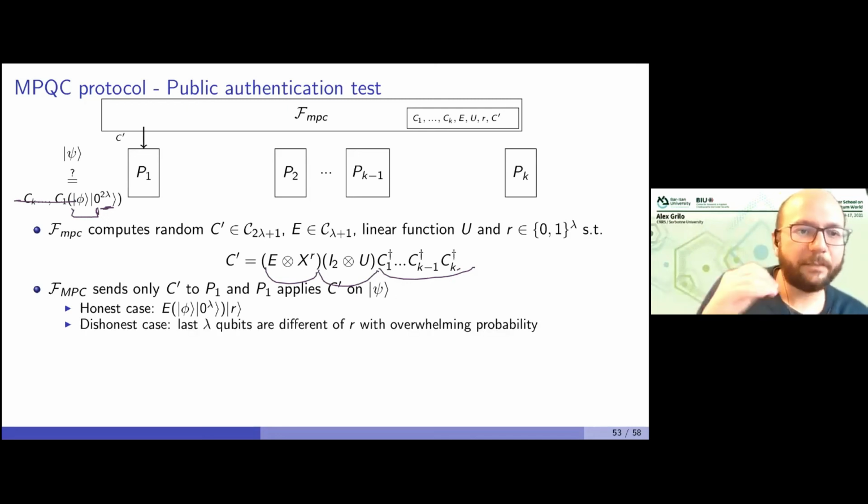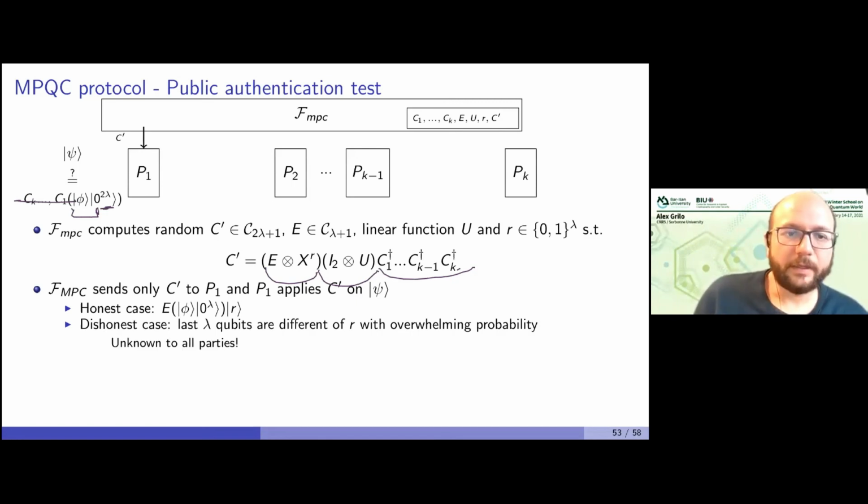That's the honest case, but in the dishonest case, by the properties of this Clifford encoding, the last lambda qubits are different from this one-time pad R with overwhelming probability. In particular, the value of these last bits of R is unknown to all parties, because since they don't fully know all of the C_i, this random linear function will scramble everything, and on top of that, one-time pad it.